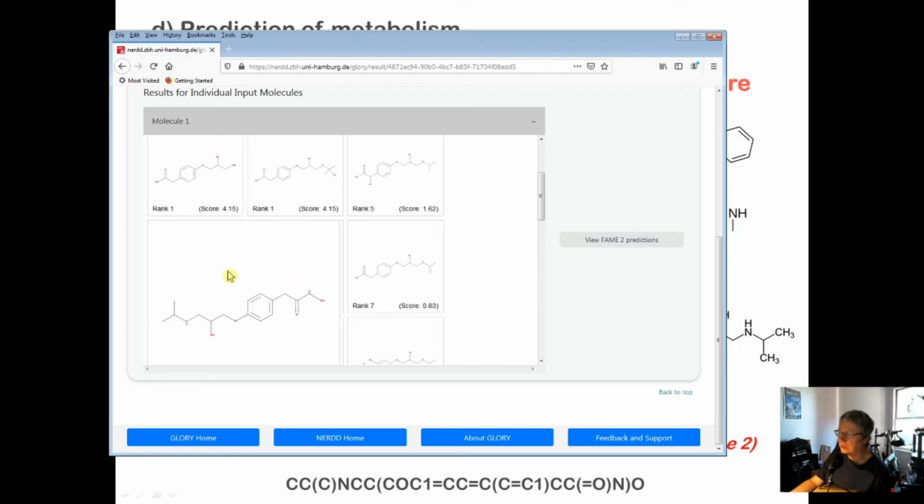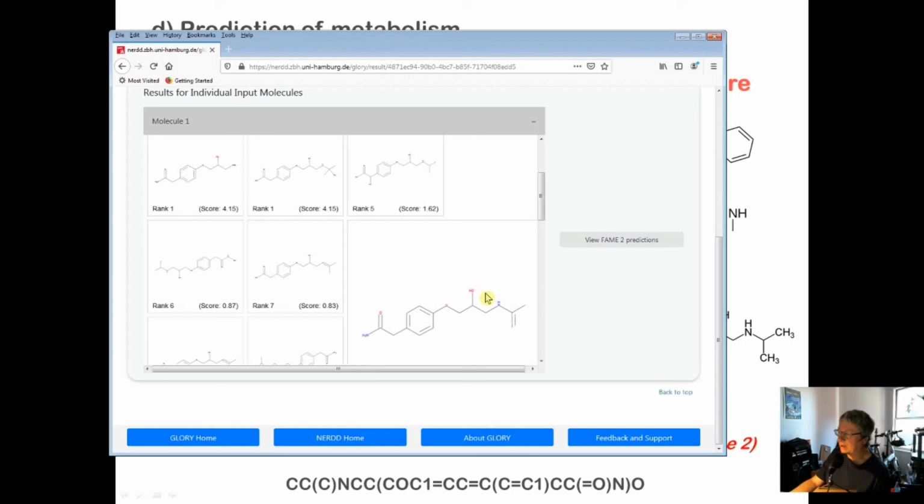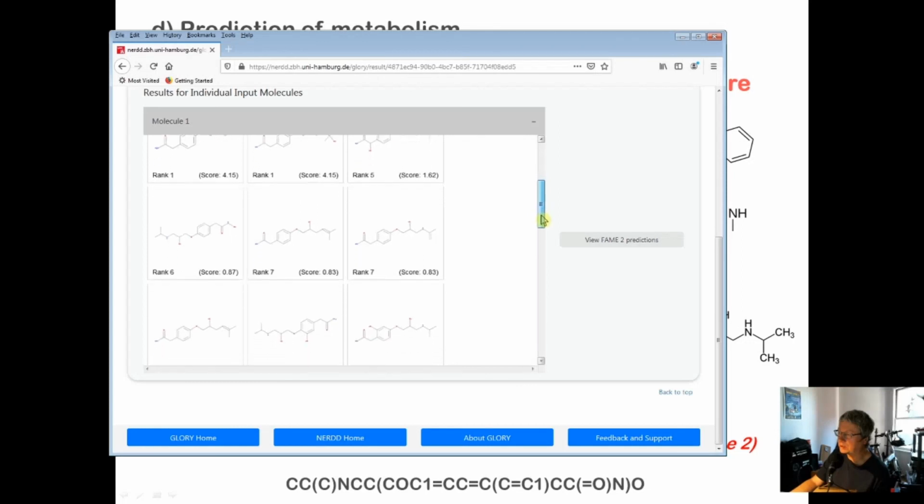Well, okay, so the molecule's flipped over, but it's saying maybe N-hydroxylation of the amide. That's possible. Some kind of conversion of the N-hydroxy group, which was a metabolite before, right? Where the hydroxy group could get kicked off and make an imine. It looks like that's one, and then this is another kind of metabolite, maybe makes an enamine type derivative. These are all kind of low probability, but it's kind of fun to look at.